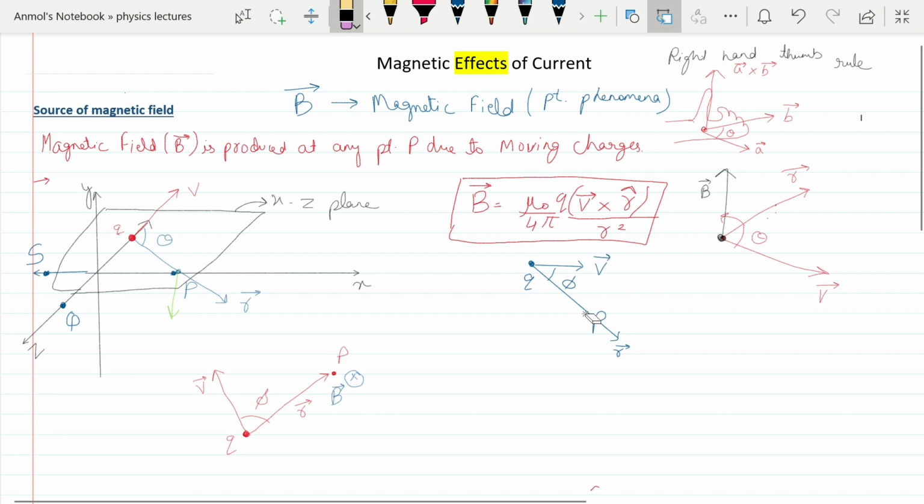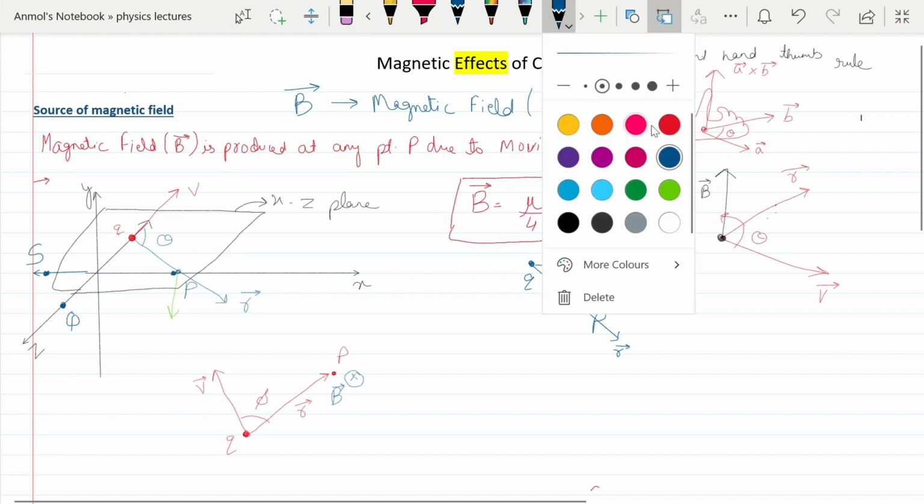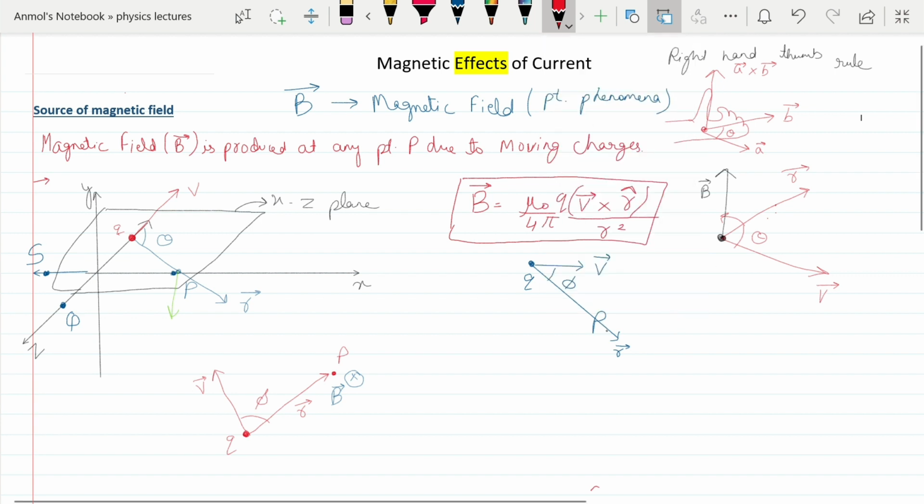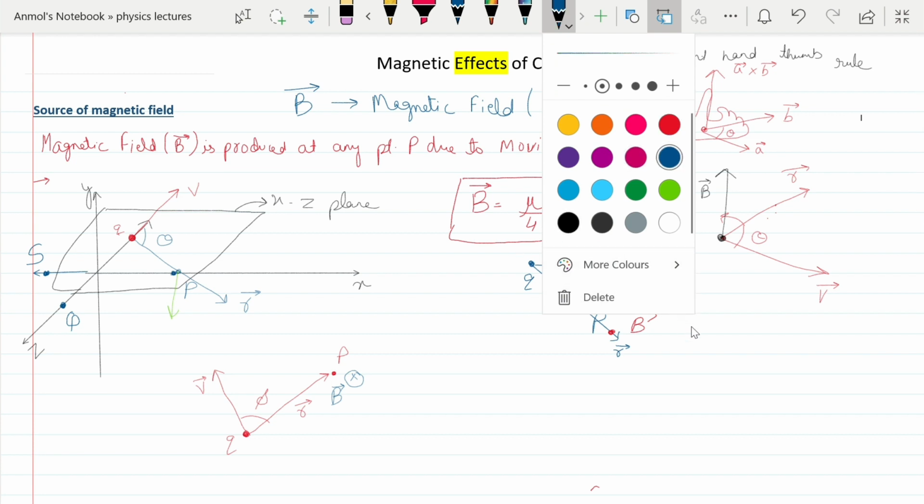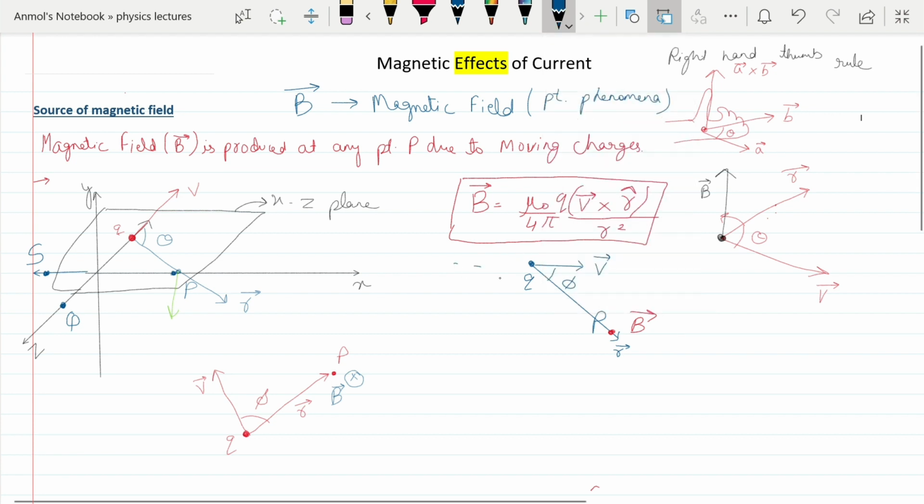Let's take this. Let's suppose I say that this is my point P. This is the location of point P. So at this point, what will be the magnetic field? It will be shown by vector B. What the magnetic field will be is dependent upon the magnitude of charge. What is the strength of this charge which is moving? Let's suppose this charge is moving along this line. This is the line along which this charge is moving.